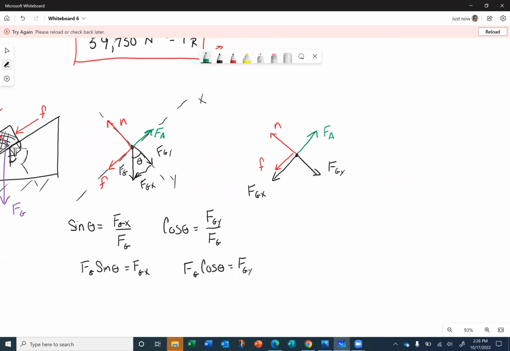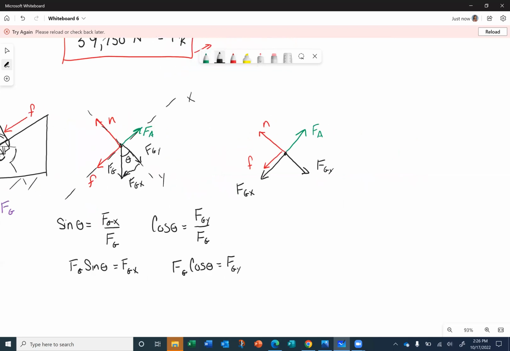If you want to rotate that, up to you. It's hard to visualize that. You can turn it all to 30 degrees and have FGY like that, FGX, normal force, friction, and the applied force.